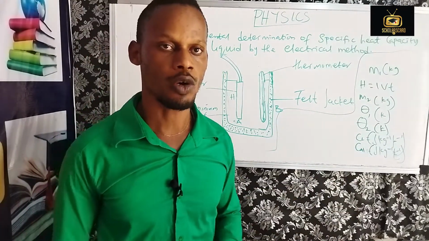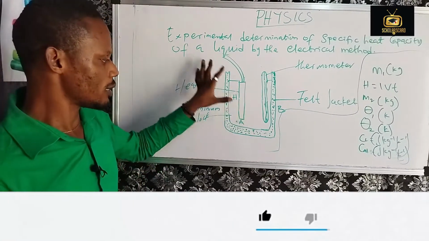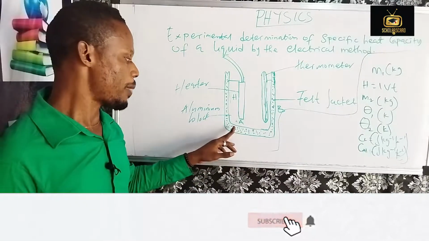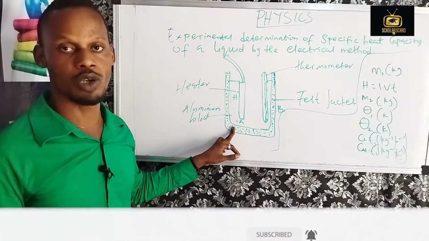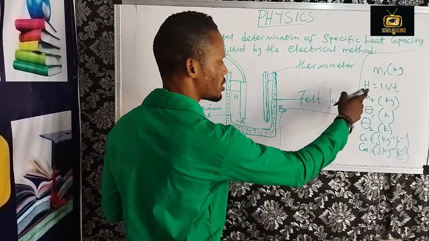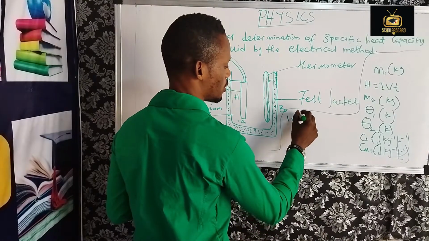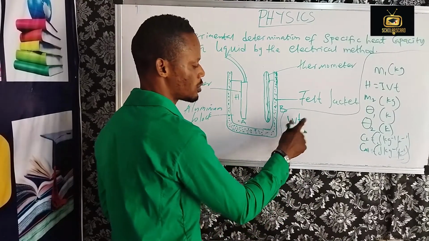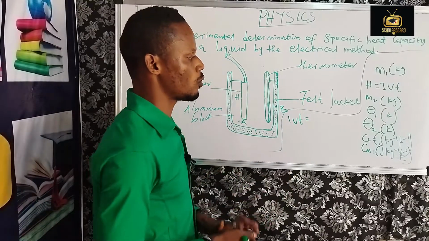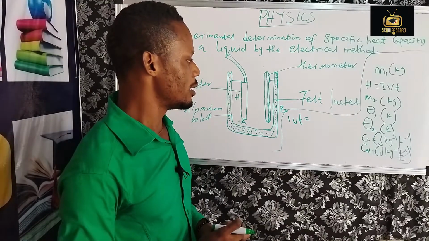The heat supply equals to what? Heat gain. That is, heat supplied by the electrical work done is equal to heat gain by the liquid and the aluminum bowl. Are you getting it? That is, the energy supplied by the electrical, which is IVT, current times potential difference, volt, times the time, is equal to heat gain. Now we talk about the heat gain by the aluminum bowl and the liquid.